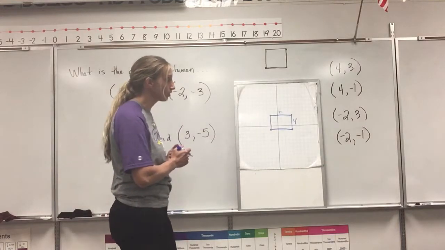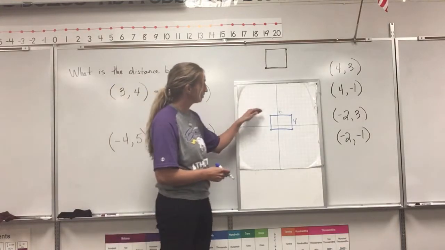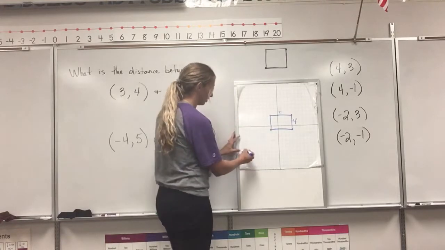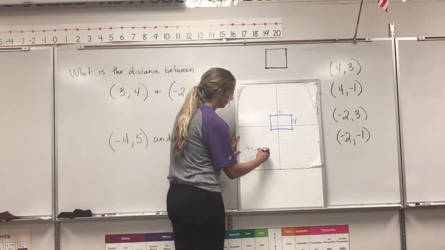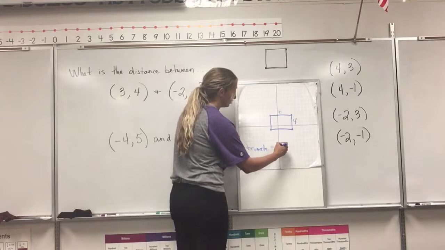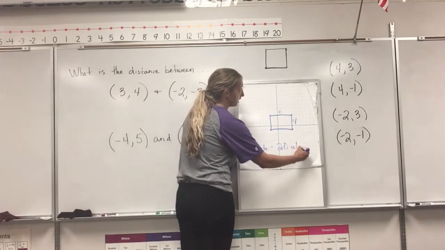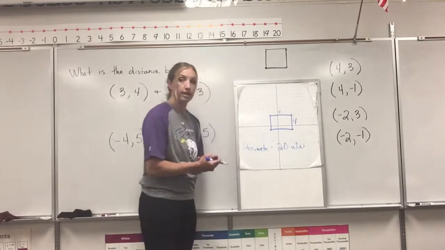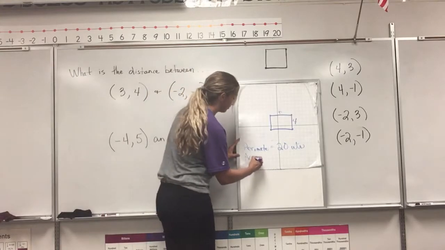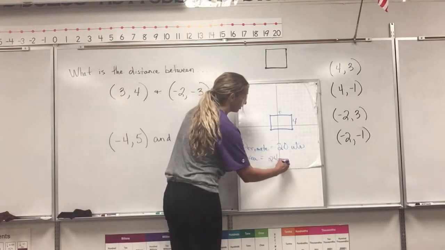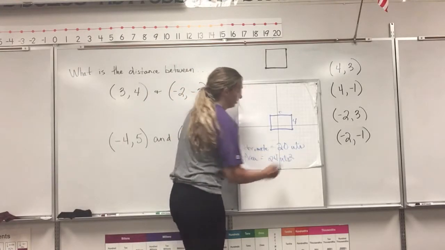So that would make the perimeter of this rectangle. We would do 6 plus 4 plus 6 plus 4. So the perimeter is 20, and I'll just label it with units. And that makes the area be 24 units squared.